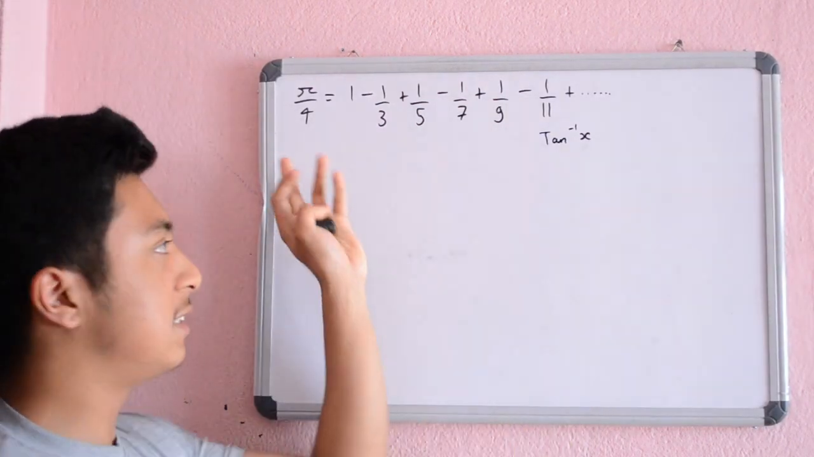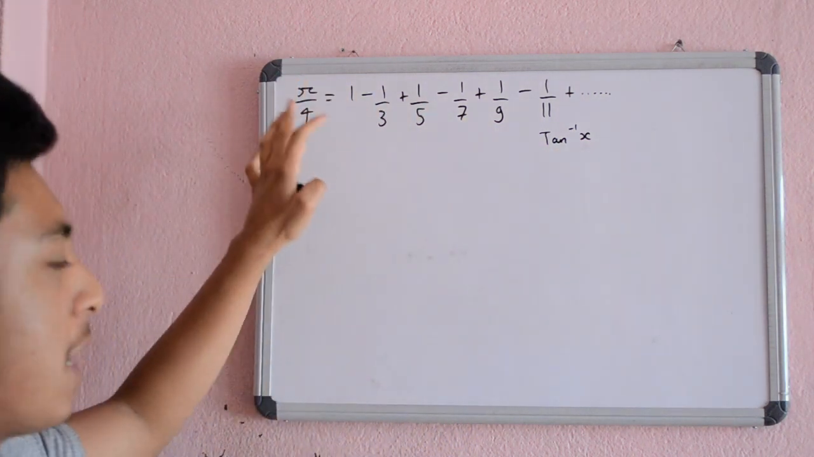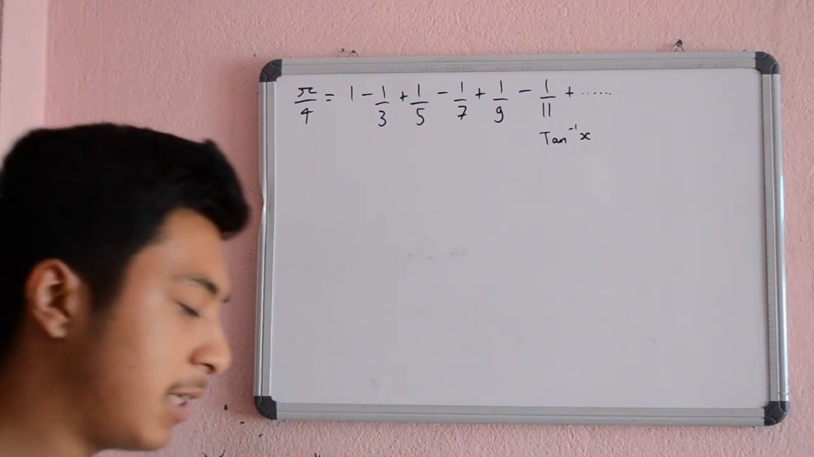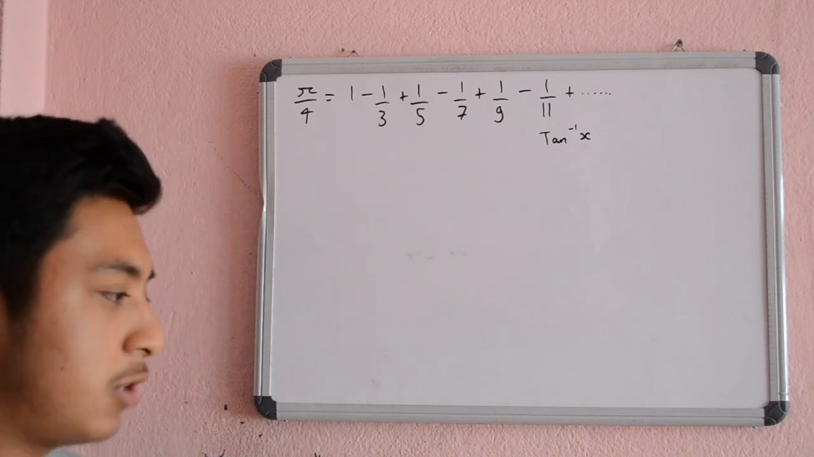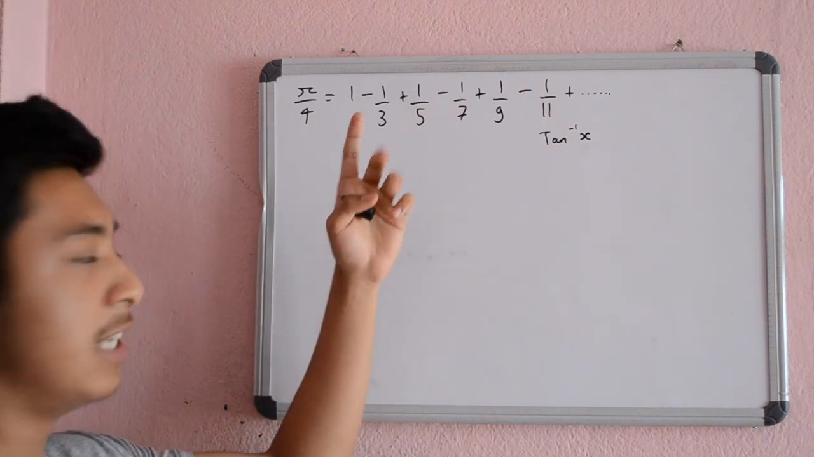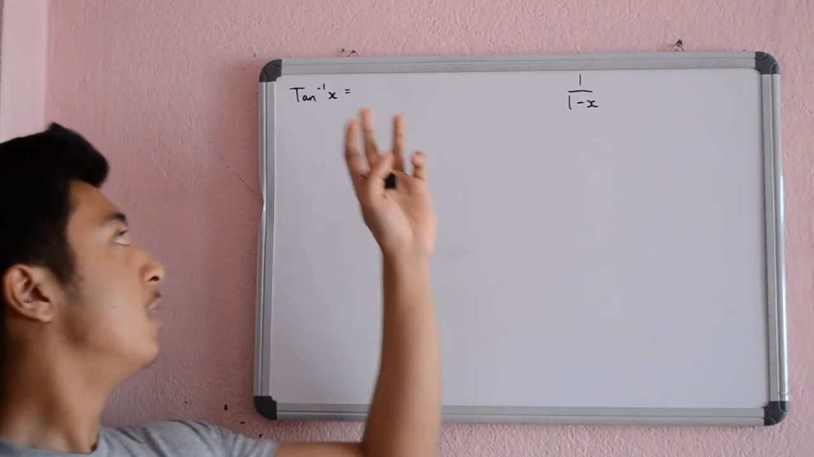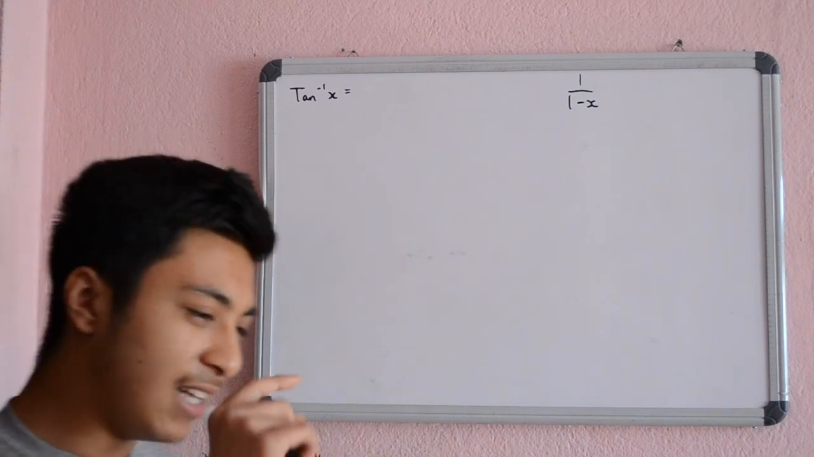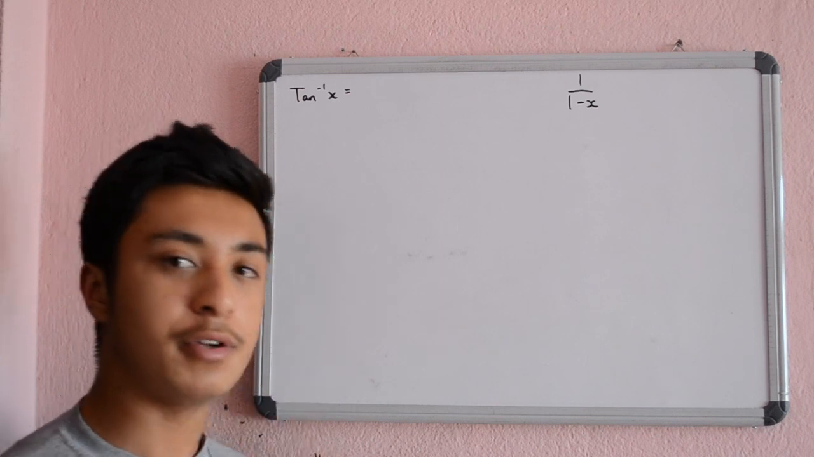Another way you can guess why it's tangent inverse x is because you see pi by 4, and when you think of trigonometry, tan pi by 4 is equal to 1. So somehow that matches, and let's move on and see the power series of tangent inverse x. Before we move on to the power series, you have to know that it involves a little bit of calculus and a big part of the binomial theorem.